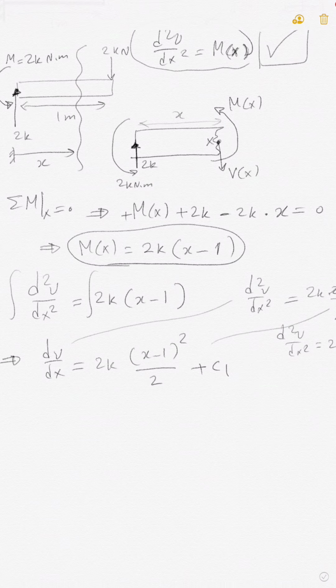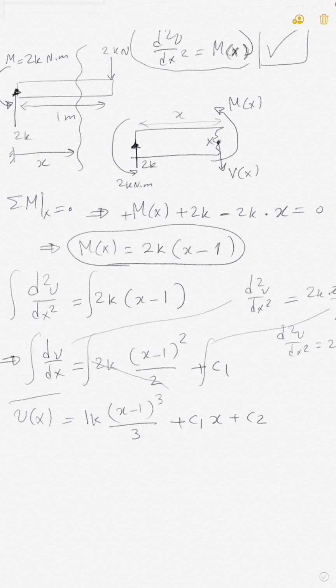Go ahead and take one more integral of both sides. What do you get? You get v of x is equal to, well, let's simplify this, 2K by 2, so you have 1K here, and then you have (x minus 1) to the 3 divided by 3 plus c1 times x plus c2. That's it. That's a deflection curve.